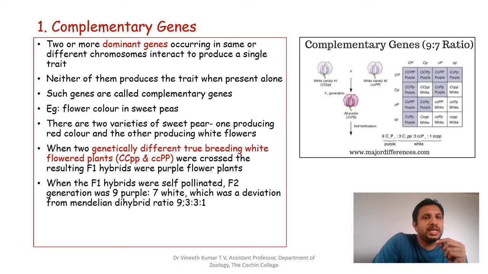So, complementary genes produce that trait only in the presence of both genes. Both the dominant genes should be present. In the absence of one of the dominant genes, they will not produce that particular character or trait.